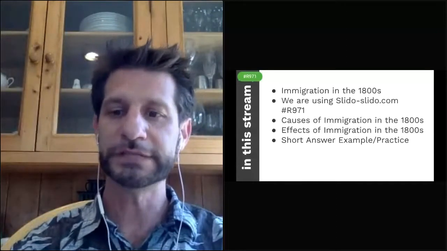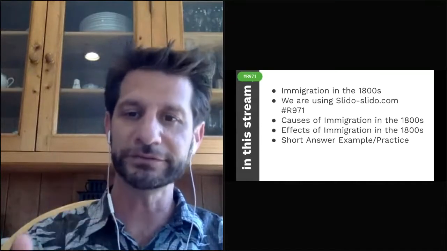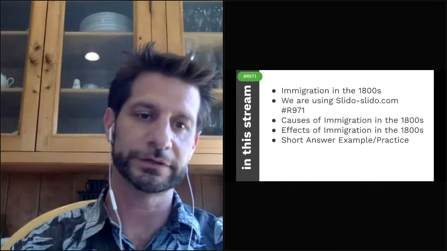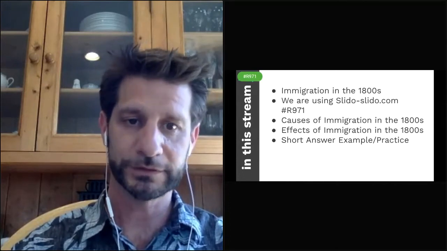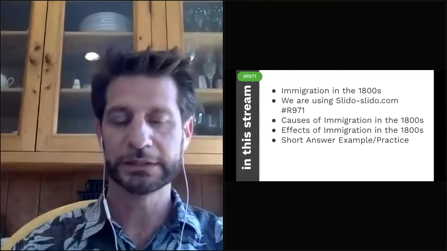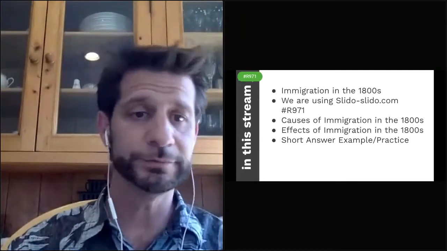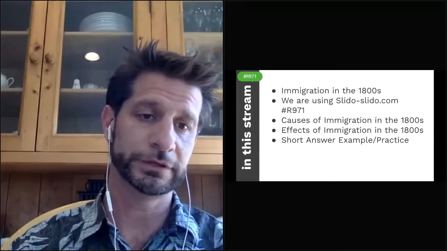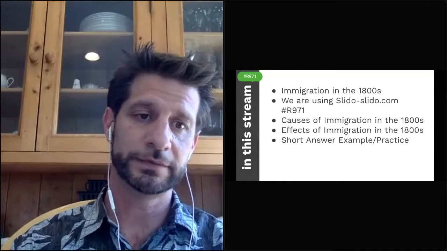So I wanna talk today about the causes of immigration in the 1800s, and then the effects of immigration in the 1800s, and I'm so sorry, I forgot to change this from yesterday. We got a huge announcement today from the College Board about what to expect for the test. We all kind of know from the announcement that we should be looking at a DBQ, right? So yesterday it was gonna be based on short answer, but now with that announcement, it's gonna be DBQ. So I'm actually changing that.